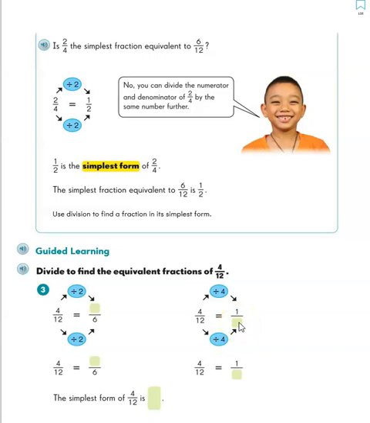So that means that 4/12 is equivalent to 1/3. Okay, 4/12 is equal to 1/3. So if we have 1/3, can we possibly divide that any smaller? No. So we know that the simplest form of 4/12 is 1/3.